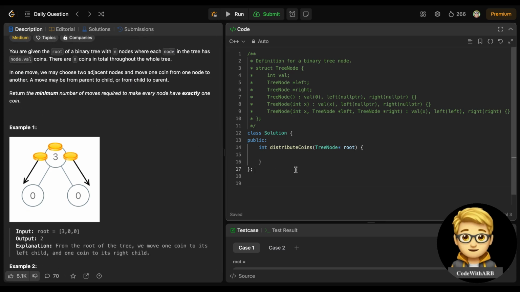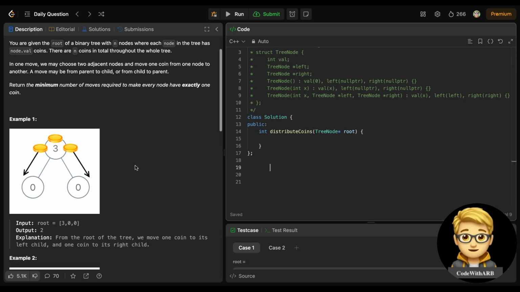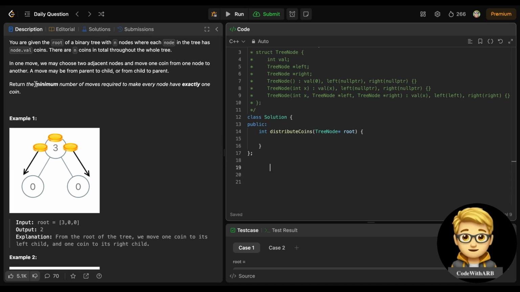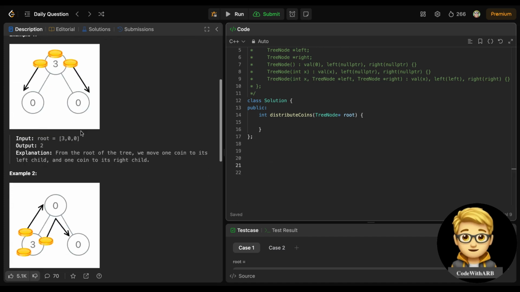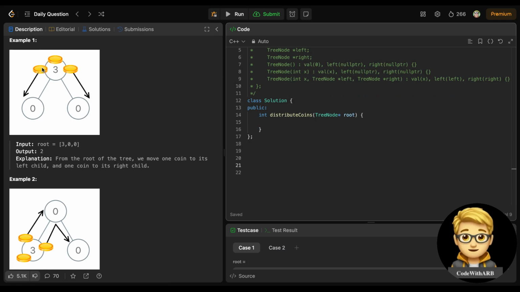So the first thing that came to my mind is how we will find the minimum number of moves. How can we simply distribute the coins so that each node has at least one coin, right? Suppose in this example, the root node has three coins and its children have no coins, right? So it should keep one coin for itself and it has two extra coins. It will distribute them to its children, giving one to each of them. So it takes two moves total.